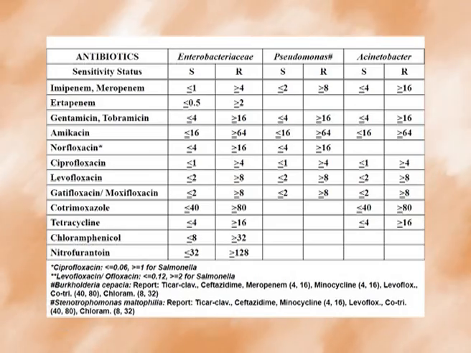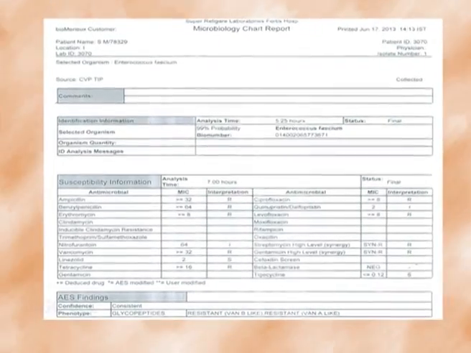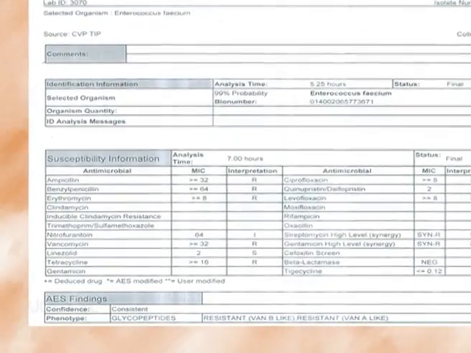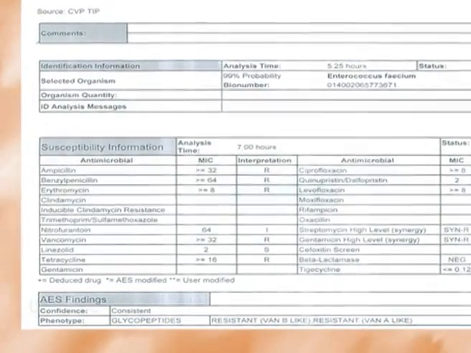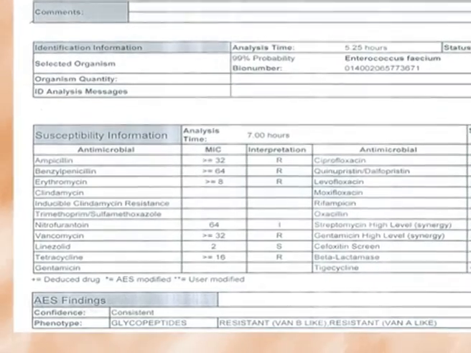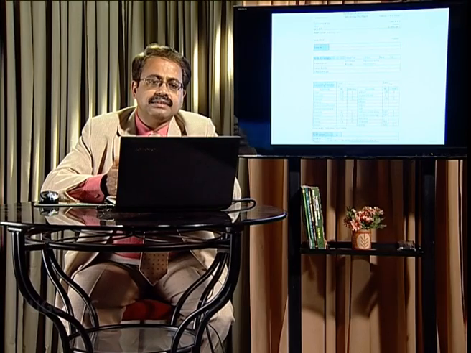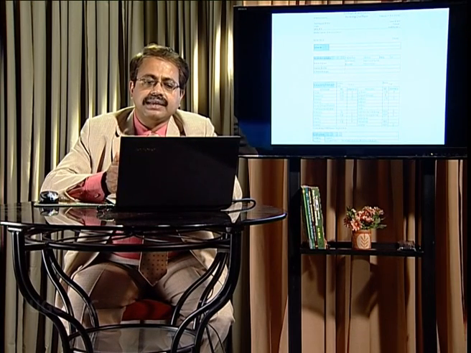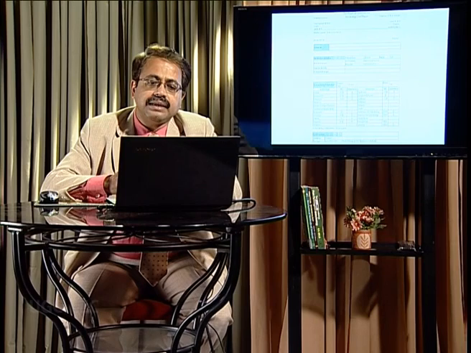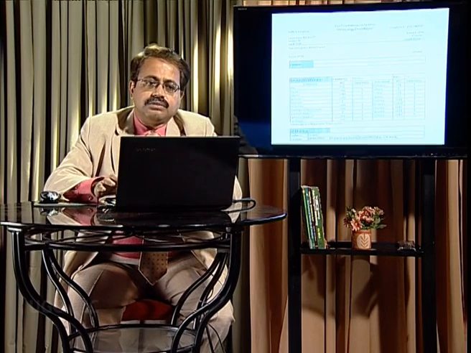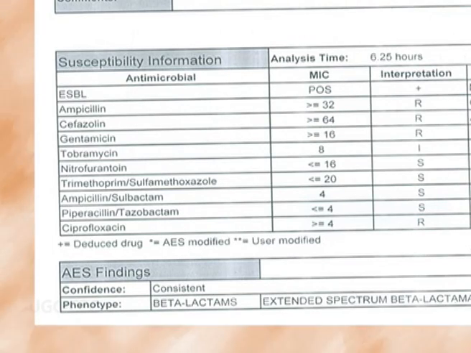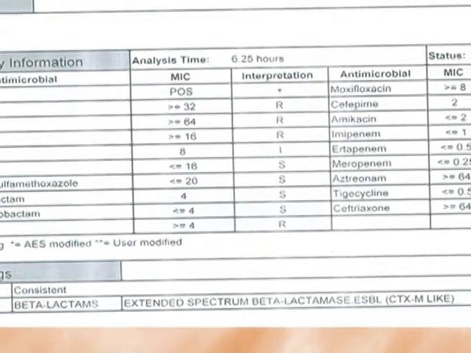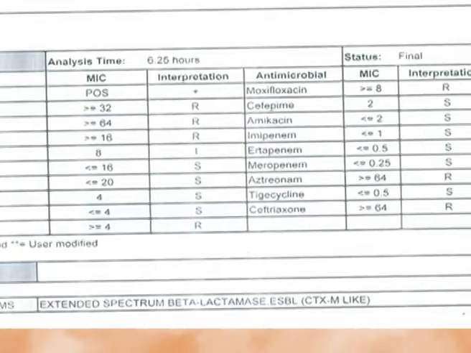And this is how a report looks. It is a Vitek-generated report. It gives the MIC of the antibiotic for a particular bacterial isolate along with the interpretation. For example, this report shows Enterococcus faecium, which is resistant to most of the antibiotics except vancomycin, teicoplanin, and linezolid. So this is another report, an E. coli isolate, which is an ESBL producer, CTX-M-like, and the sensitivity report along with the MICs is given.